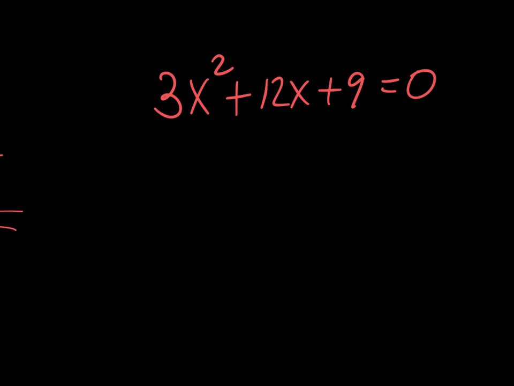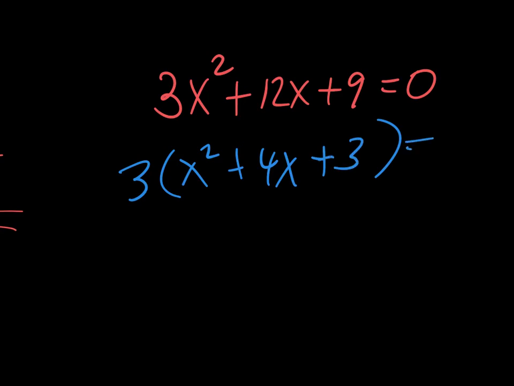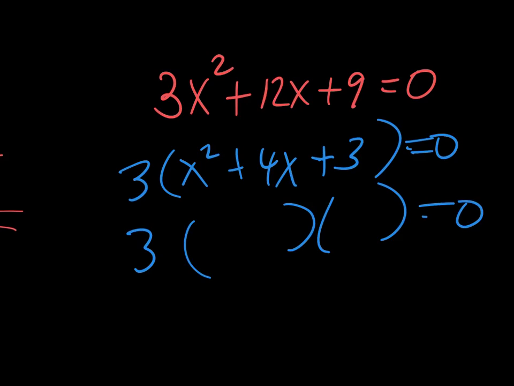All right, so I've got a 3 factored out, and I get x squared plus 4x plus 3. And then I can get another factor, and x plus 3, x plus 1. Raise your hand if you had that one right. Awesome. Now, how do you finish?